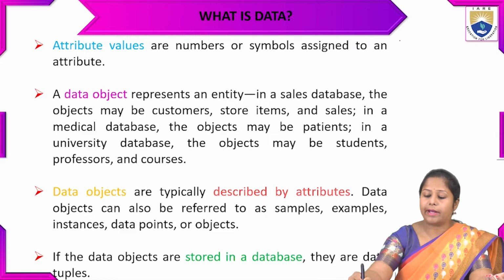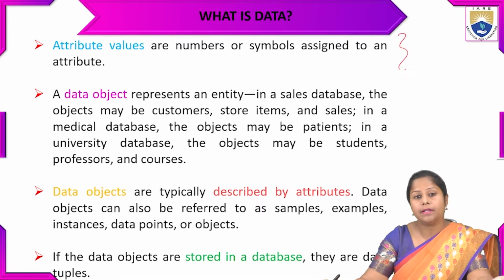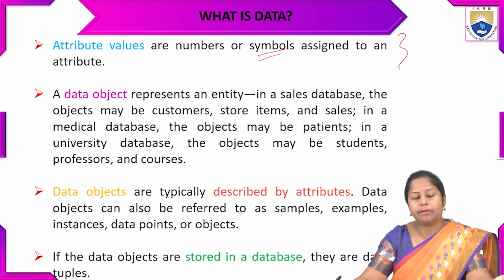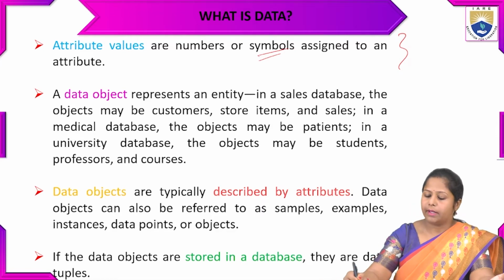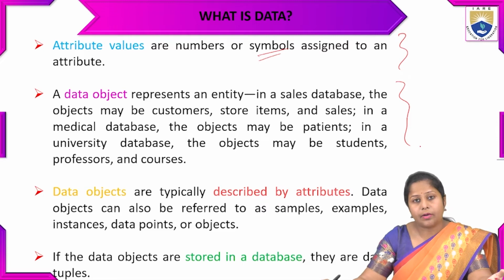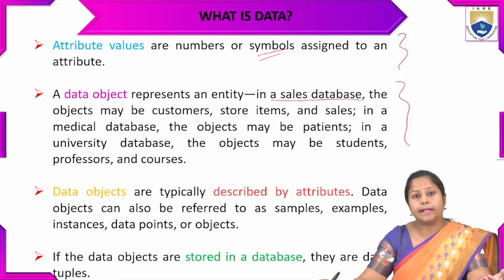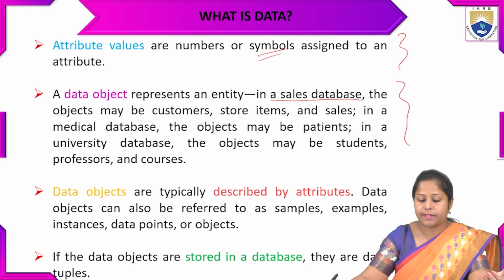Now the attribute value. Some value will be there, right? There will be different records, and there will be some value that separates one data object from another. That attribute value should have a number, or we can say some symbol. So an attribute can have a number as well as any symbol. Now the data object, I'll explain with an example. If we take a sales database, that will be the data object of sales.